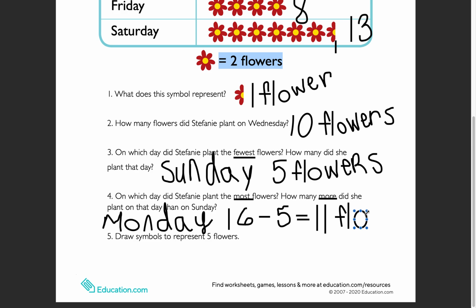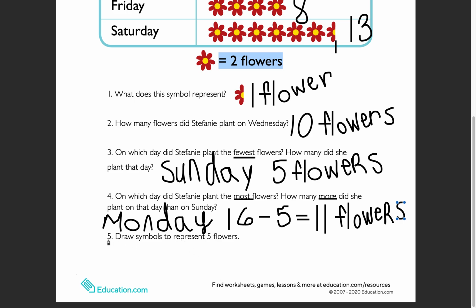All right, let me get this. 11 flowers. I'm so sorry, boys and girls. That R is so tricky on here. Let me use the capital one more time just for special math. All right, very good, boys and girls.